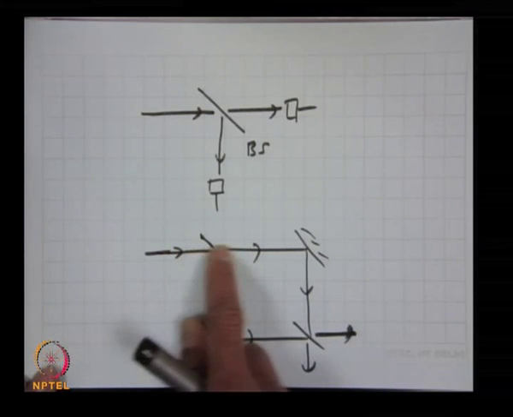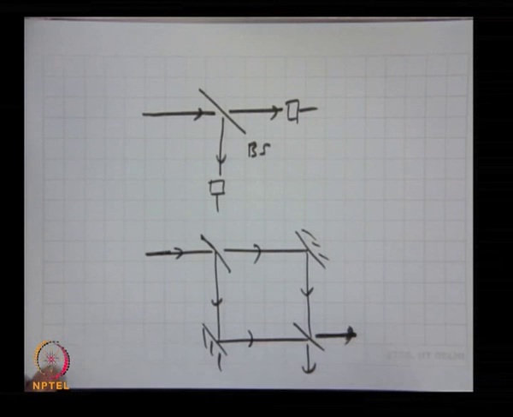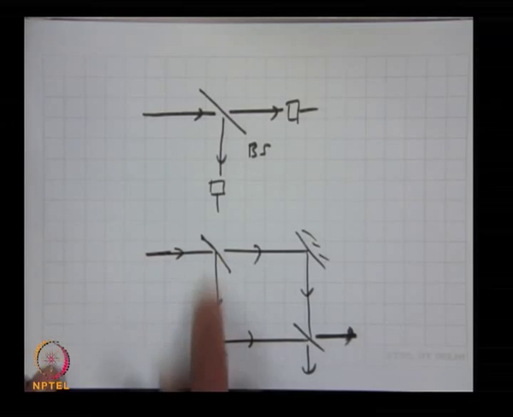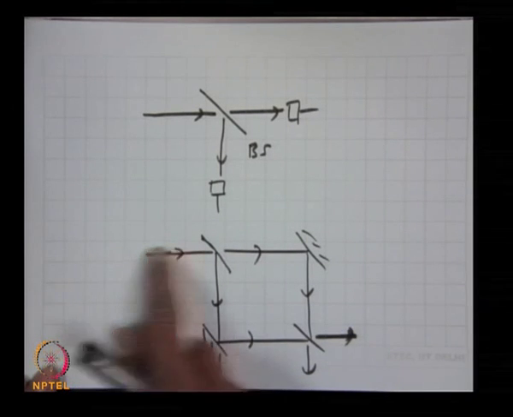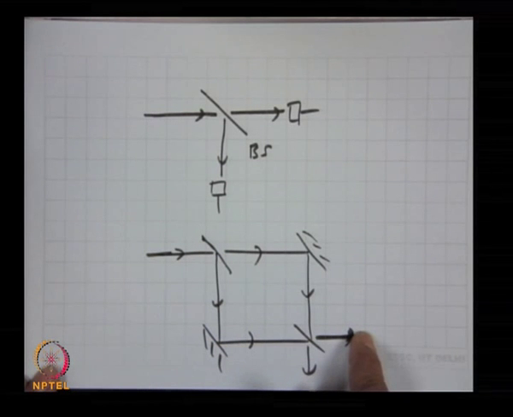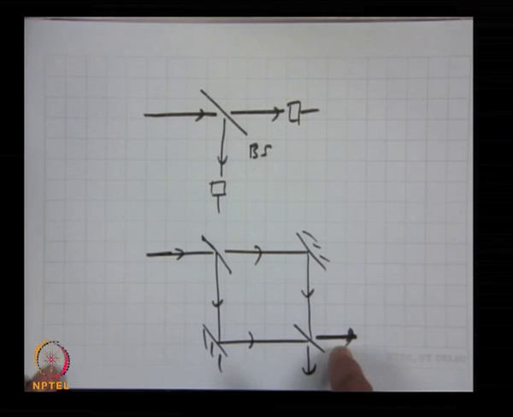If all elements are identical, the waves will be in phase here. This wave is transmitted and transmitted, while this wave is reflected and reflected. So in one arm it goes through 2 transmissions, in the other through 2 reflections, while in this arm it is transmission, reflection, reflection, transmission. Assuming that these 2 beam splitters are identical, I expect all the light to come out from here.